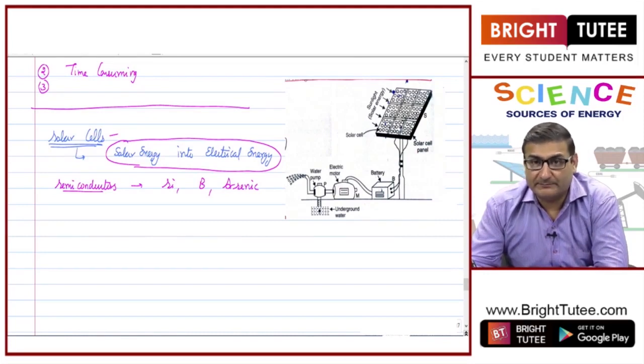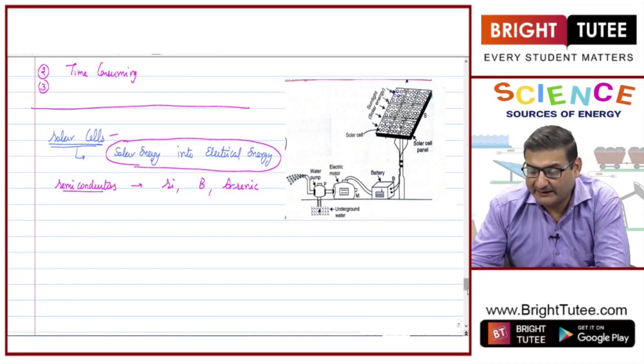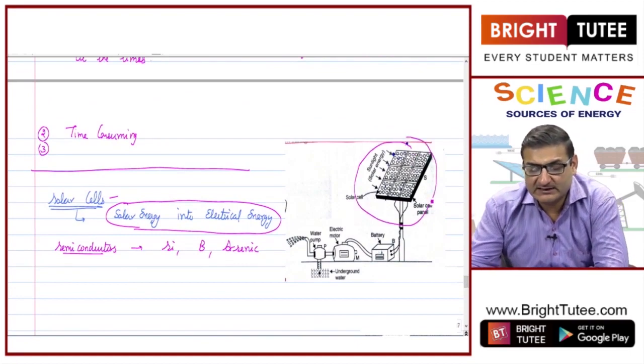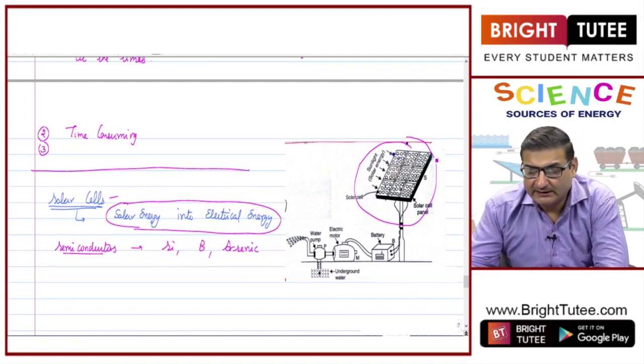Fine. They are used in many places, but the problem is that a simple single solar cell generates very little electrical energy. Therefore, if we want to increase or enhance the use of solar cells, what we do is we make a solar cell panel. This is what you can see here. This is a solar cell panel. What we do here is we take many solar cells combined or joined together to form a solar cell panel. Now, when sunlight falls on them, each and every solar cell produces electrical energy.